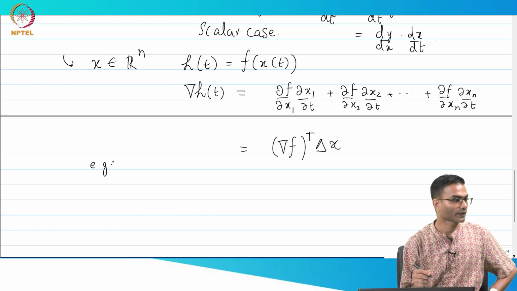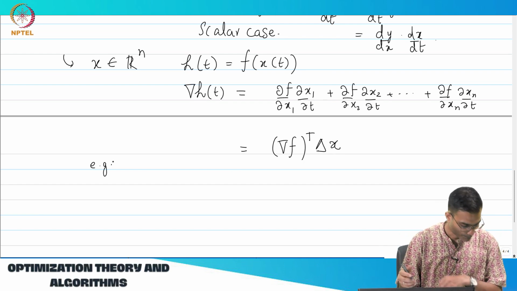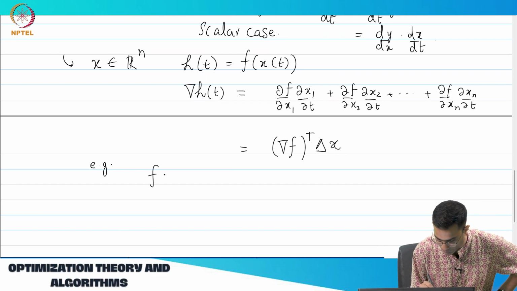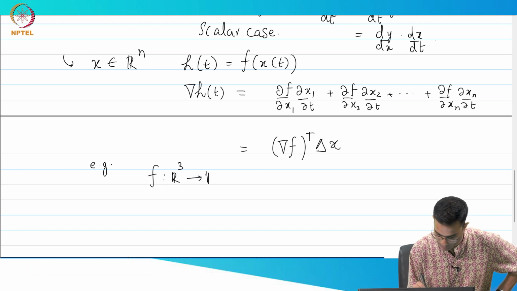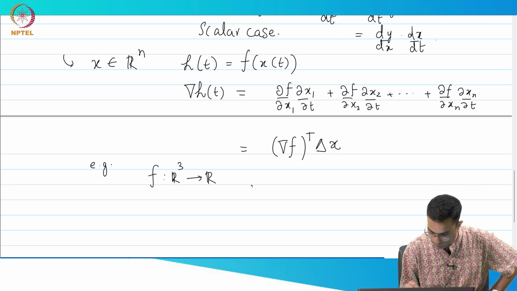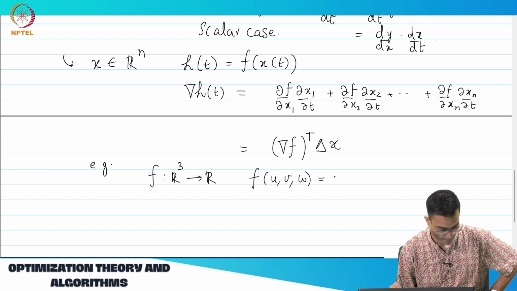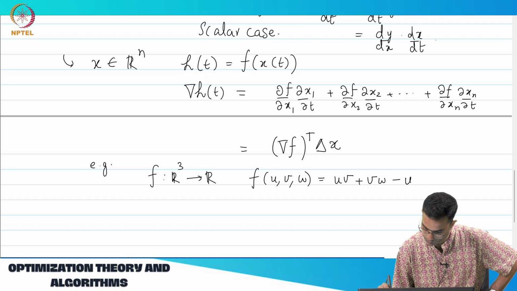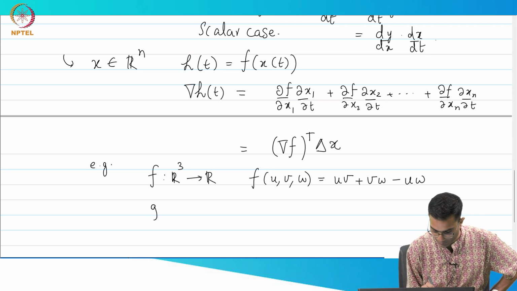I'm going to give you two functions, we'll combine them and then we'll try to find a gradient. So let's take our function f, which is going from R3 to R. That means input 3 variables, output 1 variable. So let's say f of u, v, w.